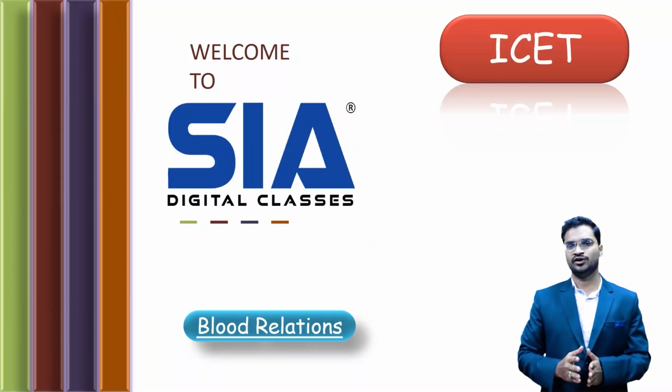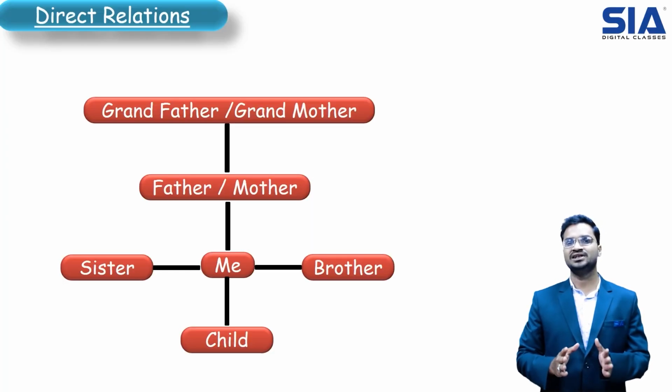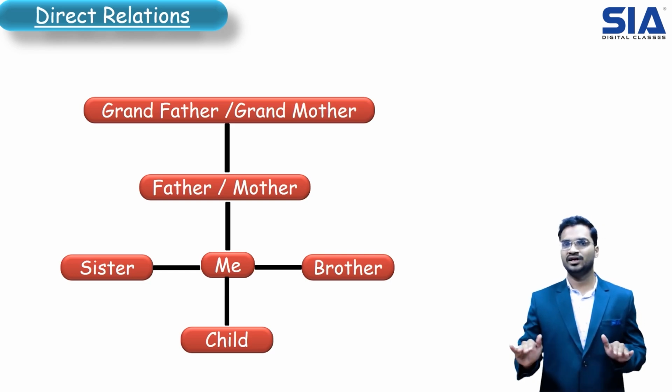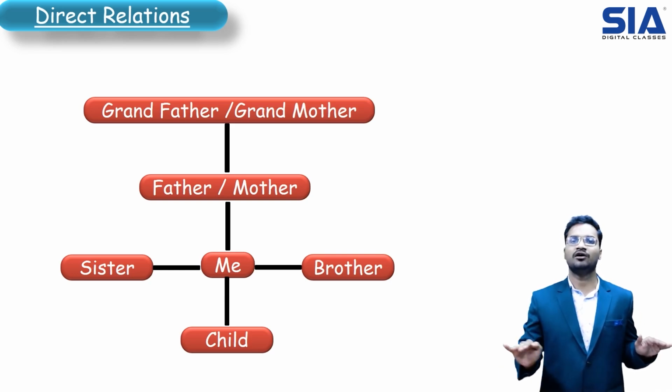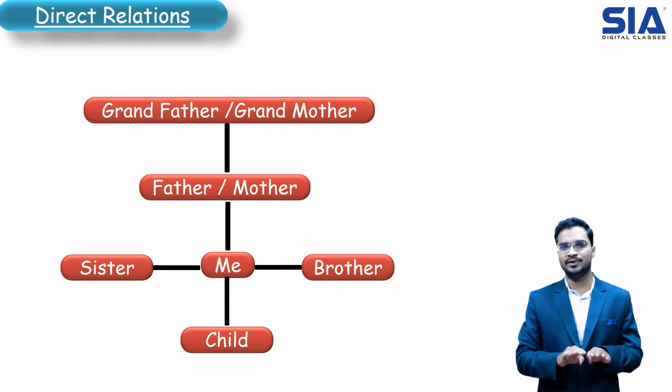In this video, we are going to see the introduction of our topic blood relation. So let us start. Basically, blood relations are divided into three major categories. First of all, the first category is direct blood relation. In direct blood relation, there are your brother and your sister. Your brother and your sister are both of your generation, so they are kept beside you.